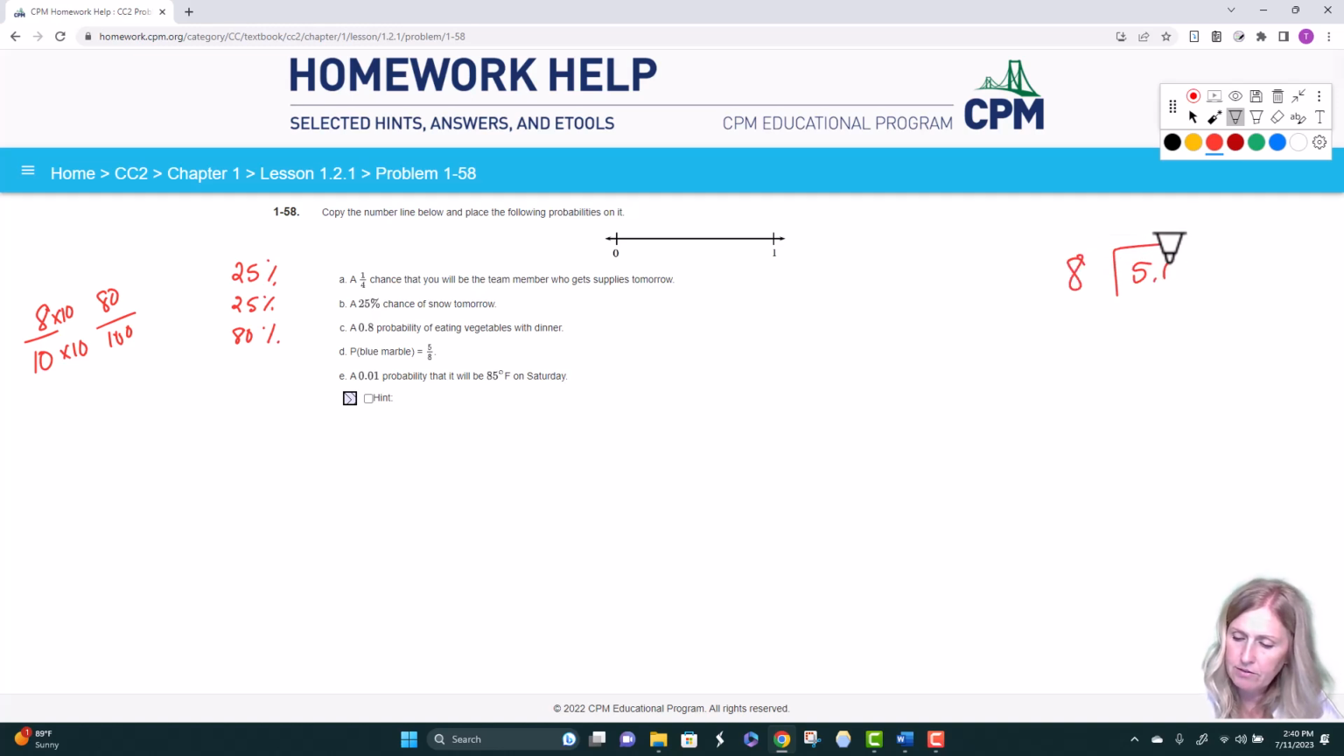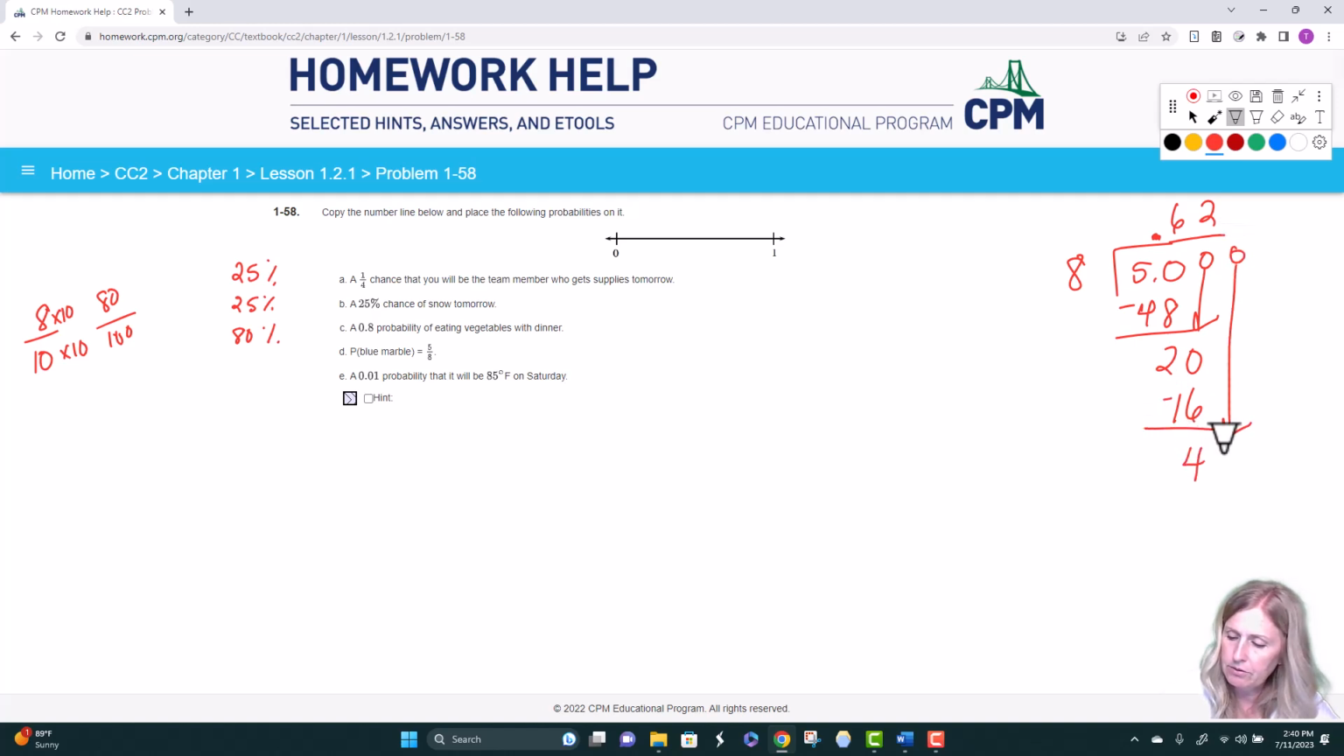I've done that before. So 8 goes into 50 6 times. 6 times 8 is 48. Subtract, get 2, bring down another 0. 8 goes into 20 2 times. That's 16. Subtract, bring down another 0. And that goes in 5 evenly. Okay, so if we have that as our decimal, you can easily turn a decimal into a percentage by finding your decimal and making 2 hops to the right. 1, 2. So that's 62.5%.